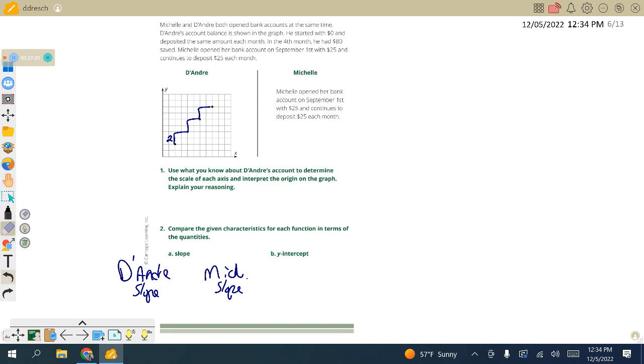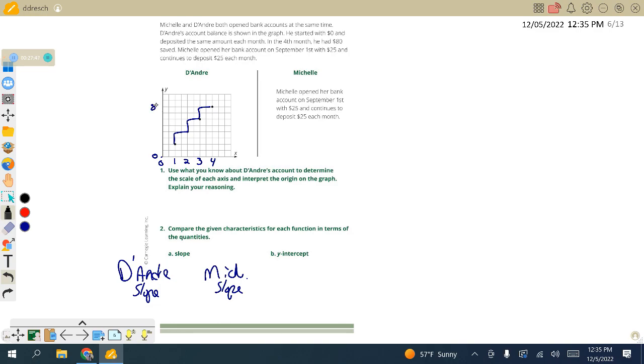Let's reverse that, too. Because they did not give us the scale here, we don't know what that scale is doing. So unfortunately, we need to go back and look more closely at what the scale is. DeAndre's account is shown in the graph below. He started off with $0 and deposited the same amount each month. So he is right here at 0, 0, and then the fourth month, he had $80 saved.